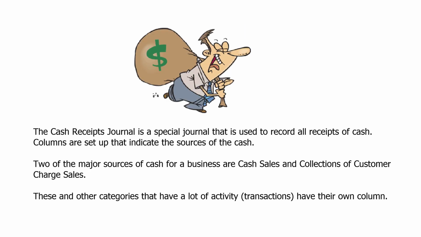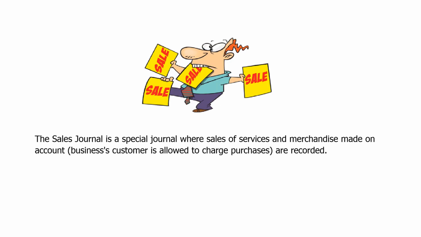The cash receipts journal is a special journal that is used to record all receipts of cash. Columns are set up that indicate the sources of the cash. Two of the major sources of cash for a business are cash sales and collections of customer charge sales. These and other categories that have a lot of activity, transactions, have their own column. The sales journal is a special journal where sales of services and merchandise made on account, where the business's customer is allowed to charge purchases, are recorded.